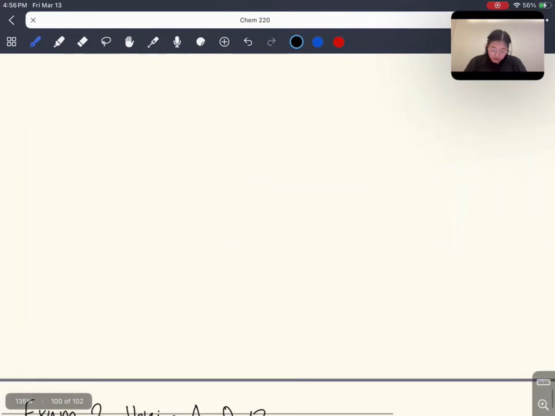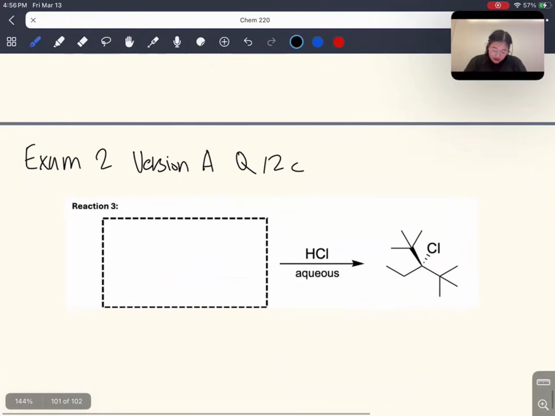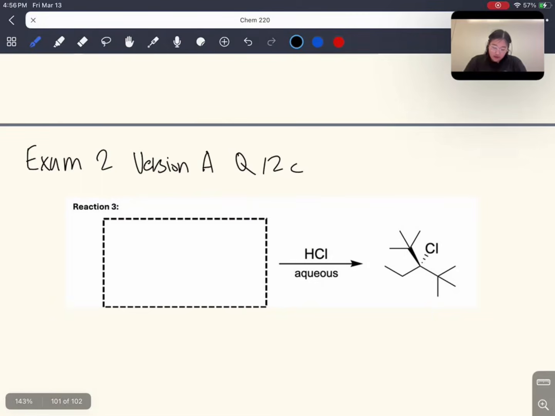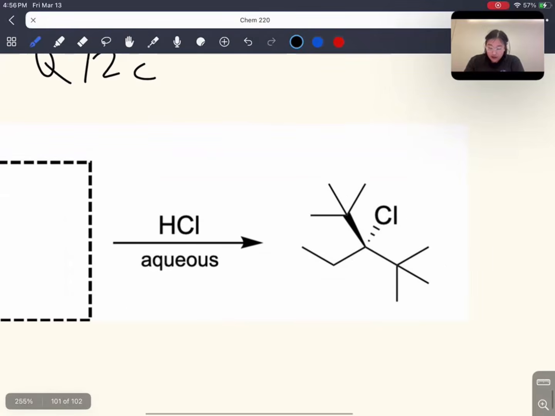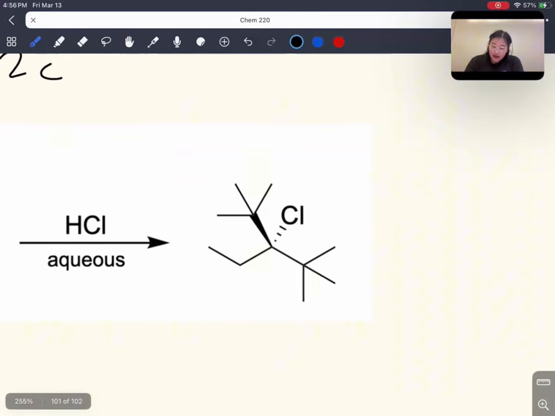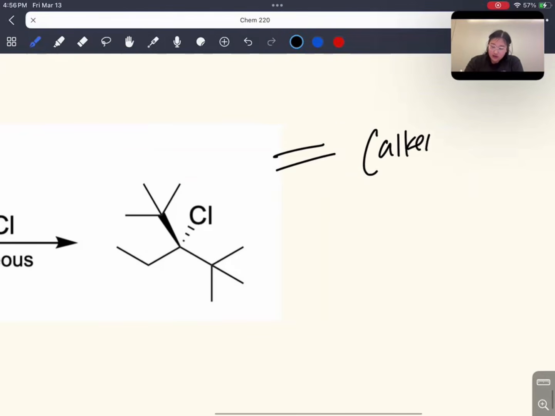Okay, this question is from exam 2, version A. It's question 12C, and it asks you to predict the reactant for when you add HCl aqueous. So, when we add HCl, how did the chlorine get added? I know it has to have added to a double bond. So this is like an alkene addition reaction, right?